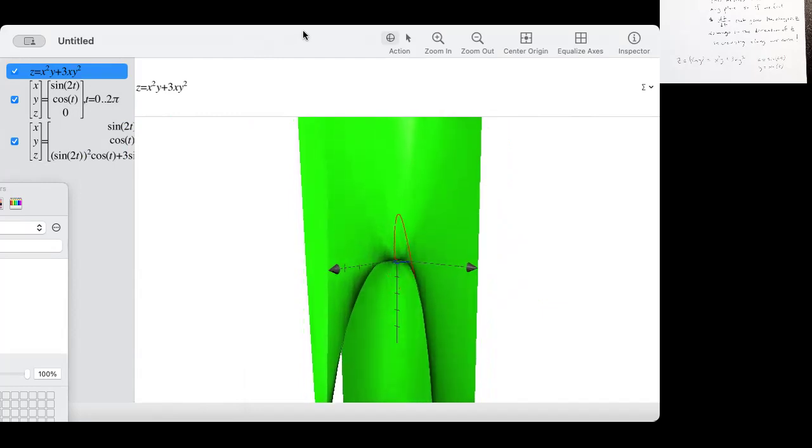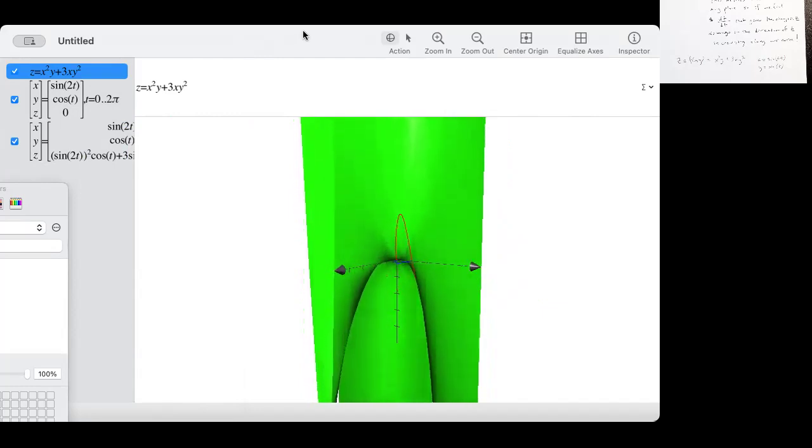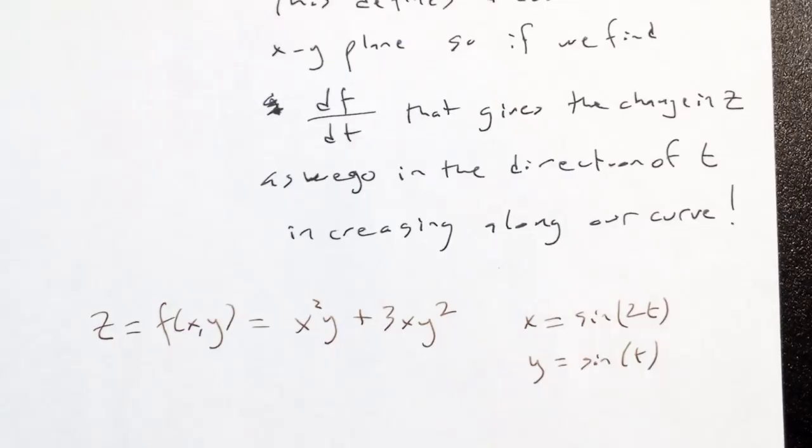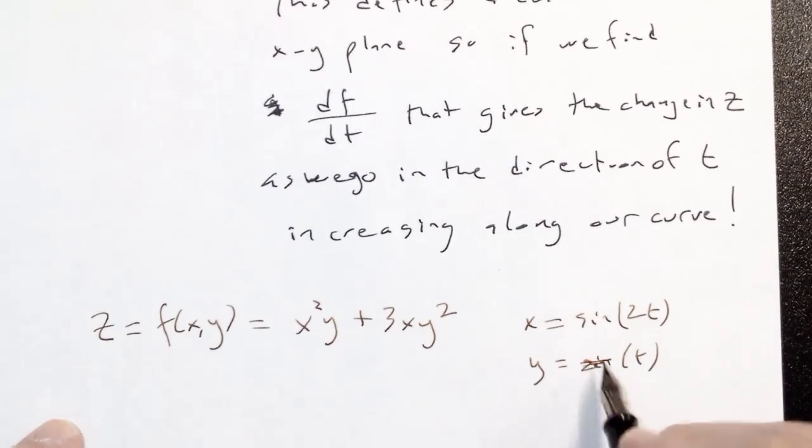I promise I will post this file in Grapher so you can play with it more. Stop share. Okay, I got to go back here. That's not supposed to be sine. That's supposed to be cosine.